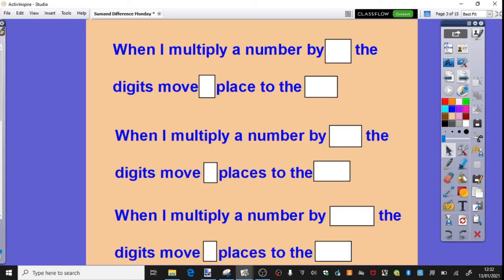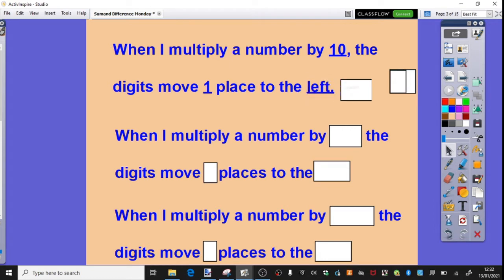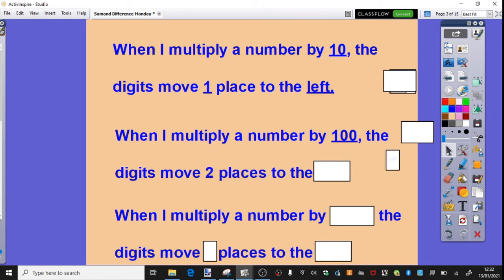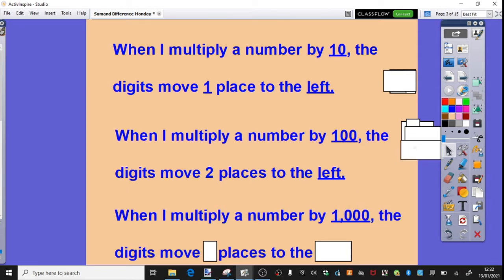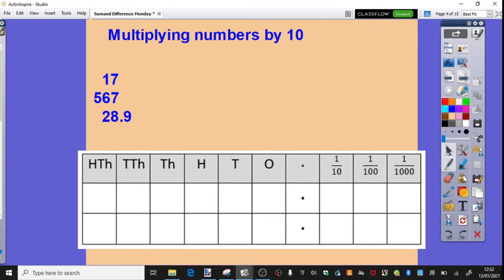So let's have a look then. When I multiply my number by 10, the digits move one place to the left. When I multiply my number by 100, the digits move 2 places to the left. And when I multiply a number by 1000, the digits move 3 places to the left. So let's have a little look now at some examples of numbers.